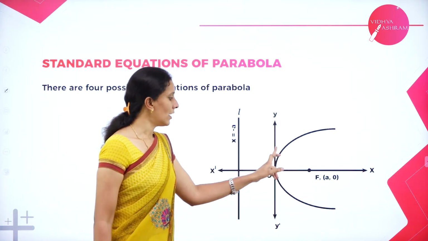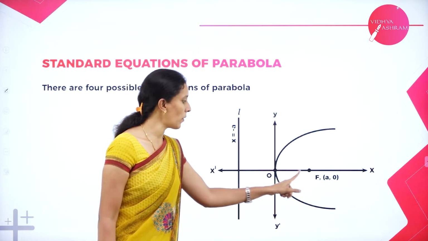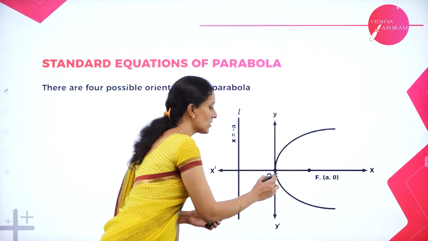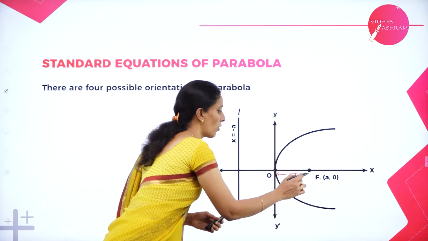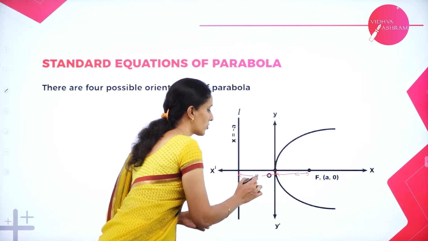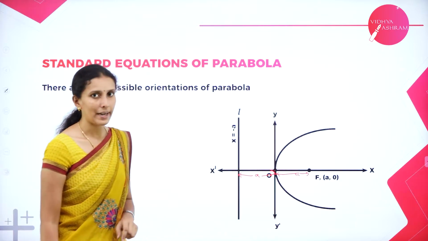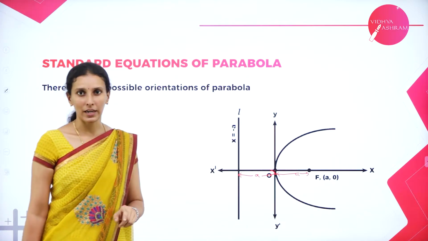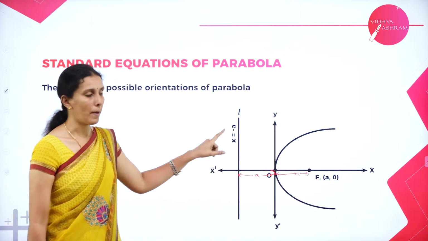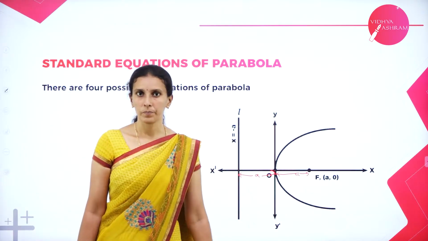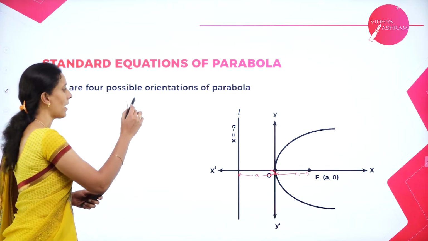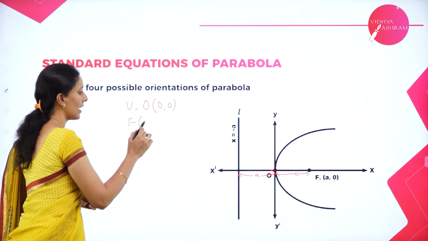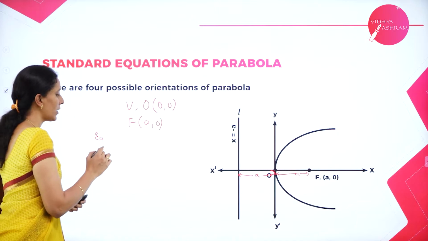And I said it is a curve whose distance from a fixed point and a fixed line will be the same. That fixed line is called the directrix. So the distance from the vertex to the focus and the distance from the vertex to the directrix will be the same. The equation of the directrix will be x is equal to minus a, because it lies on the negative side. So here the vertex of this parabola, or we can say the origin, is always 0, 0, the focus is a, 0, and the equation of the directrix.